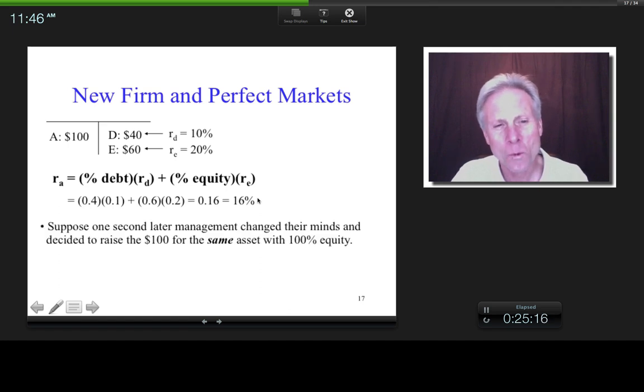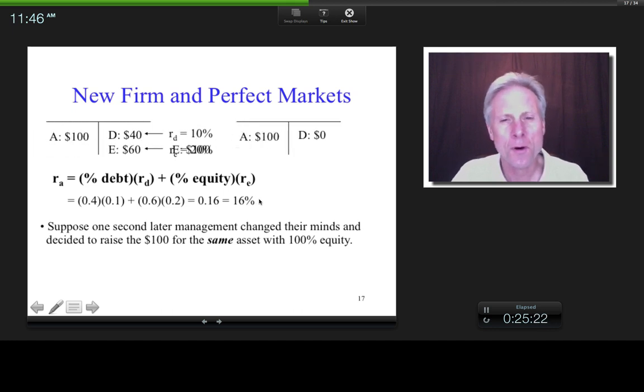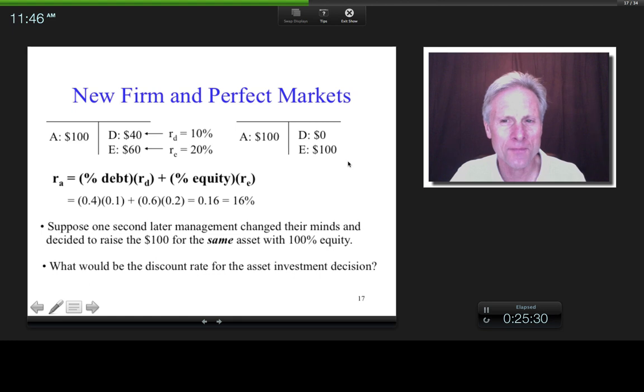But then, 1 second later, say management changes their minds, and they say, you know what? Let's not borrow any money. Let's just have it all equity. So here's my question. What should the discount rate be for the asset investment decision? Think about it. It's tricky.